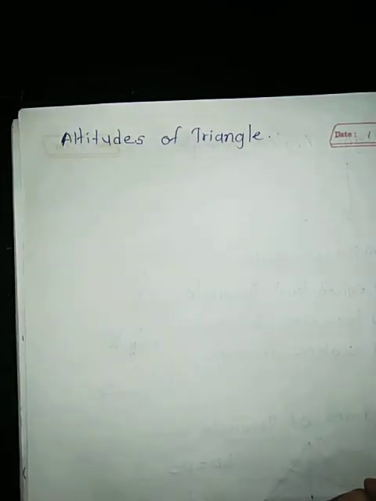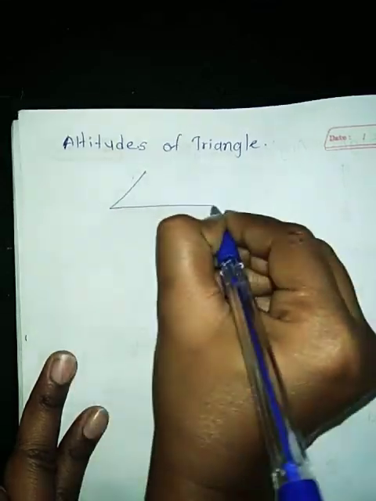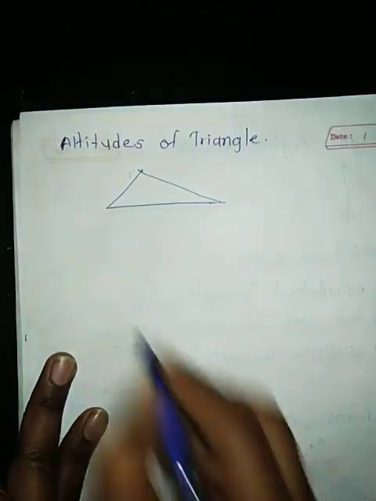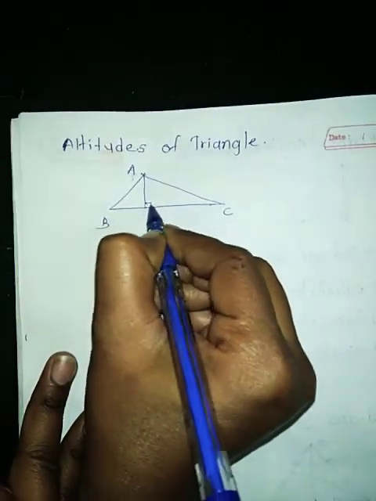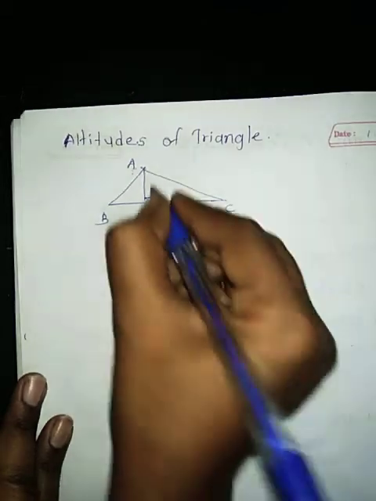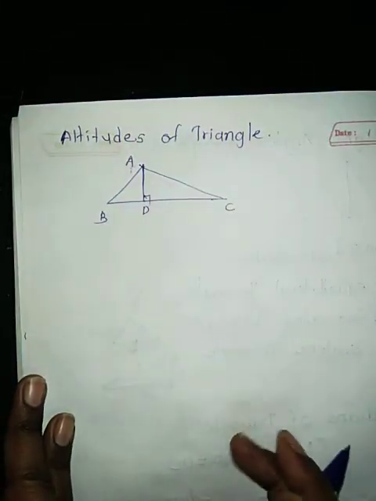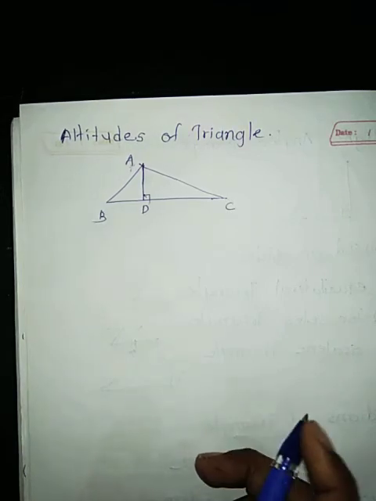What do you mean by altitudes? Altitude is nothing but the height of a triangle. That is nothing but the 90-degree angle we have to make from any vertex of the triangle. Suppose this is a triangle ABC. From the point A we have to draw a perpendicular on BC, that is point D. Then this AD is called an altitude of the triangle. AD is nothing but the height also.